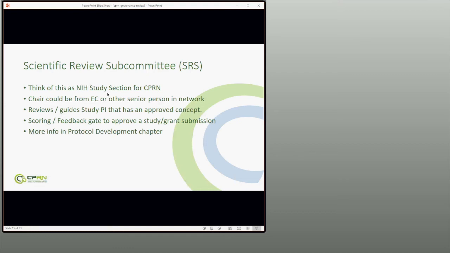Studies will be scored and given feedback with summary statements, very similar to what gets done in an NIH study section. And once again, there's a lot of detail about how this will all work, who will see those summary statements, how they'll be distributed, and how that will proceed towards an approval to submit a study or a grant to a funding agency. So that's the Scientific Review Subcommittee. Any questions about that group?